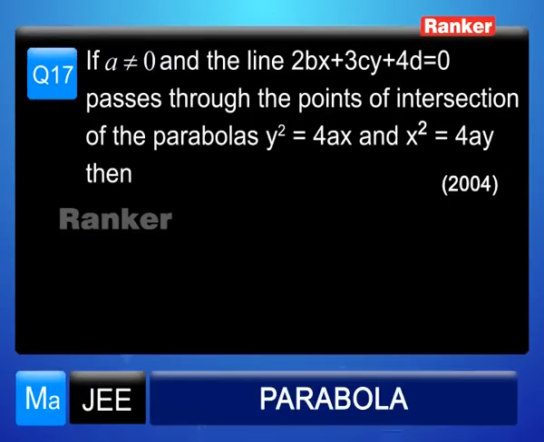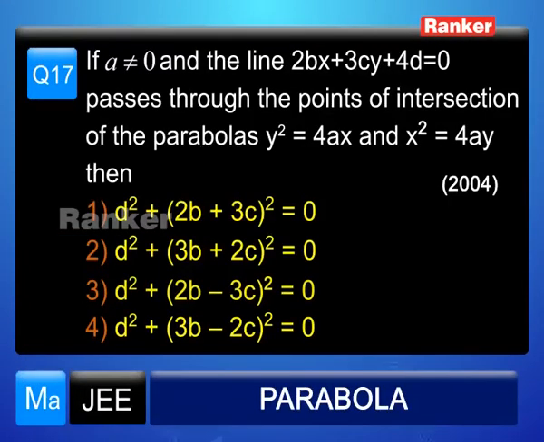If a is not equal to 0 and the line 2bx plus 3cy plus 4d is equal to 0 passes through the points of intersection of the parabolas y square equal to 4ax and x square equal to 4ay, then first option, d square plus 2b plus 3c whole square is equal to 0. Second option, d square plus 3b plus 2c whole square is equal to 0. Third option, d square plus 2b minus 3c the whole square is equal to 0. Fourth option, d square plus 3b minus 2c the whole square is equal to 0.